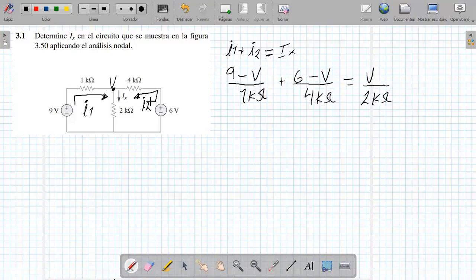Good. So, having these equations, the next step is to evaluate them. For example, here I am left with 9 over 1K, minus V over 1K, plus 6 over 4K, minus V over 4K, equals V over 2K.